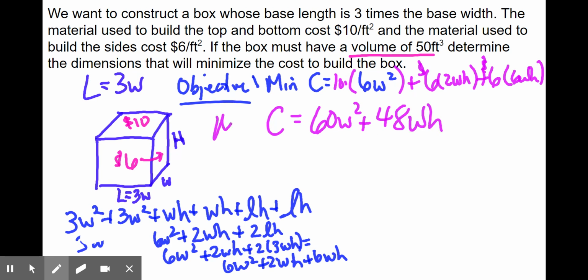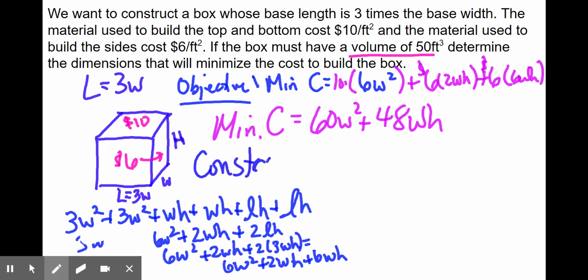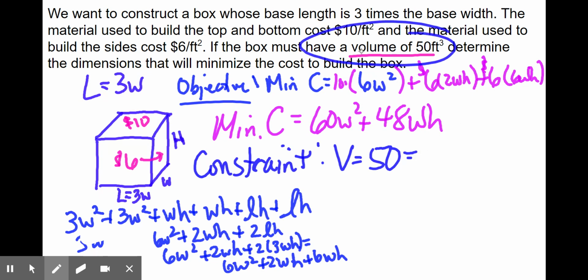Okay, so that's what I want to minimize. I want to minimize that cost, subject to the constraint. So what is the constraint? The constraint is the fact that the volume has to be 50. It tells you flat out, the volume's got to be 50. End of story. How do I calculate the volume? Well, length times width times height. So it's going to be 3W times W, 3W squared times the height. 3W squared H.